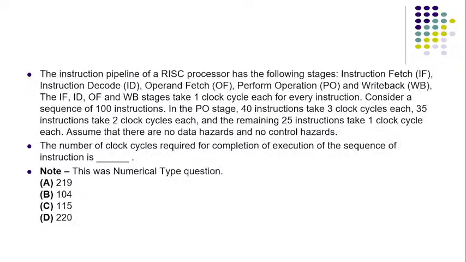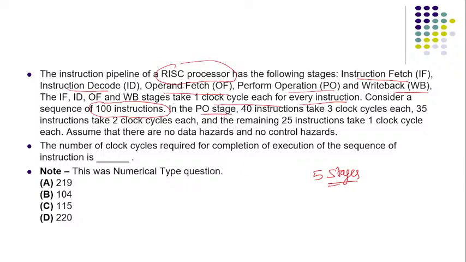Here the instruction pipeline of a RISC processor has the following stages: instruction fetch, decoding stage, operand fetch, perform operation, write back. So total there are five stages, and they take one clock cycle each for every instruction. Consider a sequence of 100 instructions, 100 tasks. Okay, 100 instructions means 100 tasks.